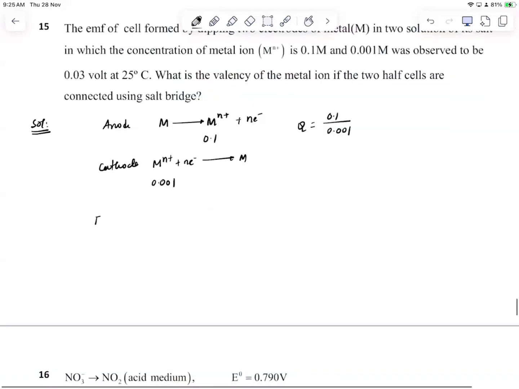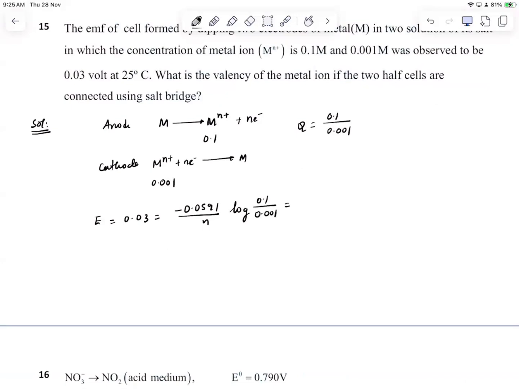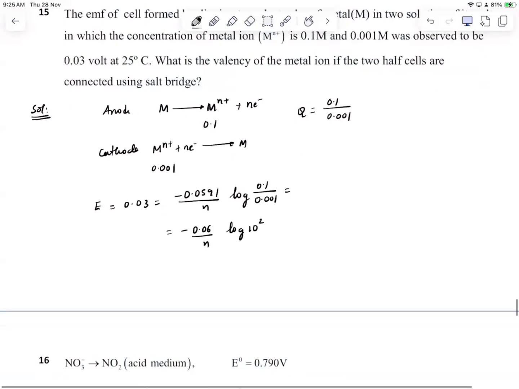So just write down what the E value is. E is given as 0.3. E naught is 0, so E equals 0 minus 0.0591 by n, which we need to find, times log of 0.1 by 0.001. If I take this as approximately 0.06 by n, and the log of this is coming out to be 10 raised to the power of 2 here, then the n value, if you calculate, is coming out to be 4. Okay.